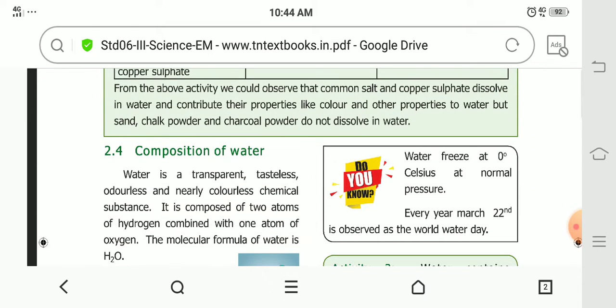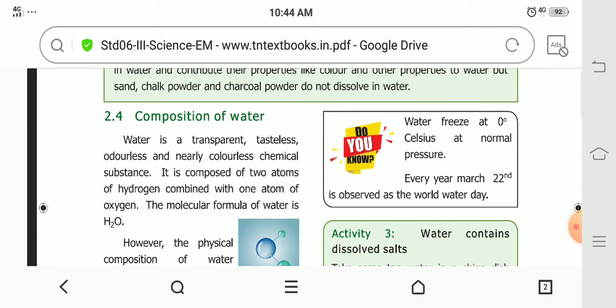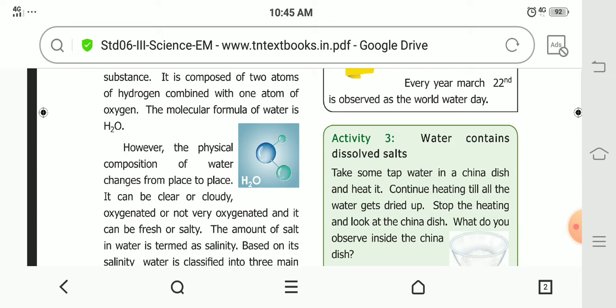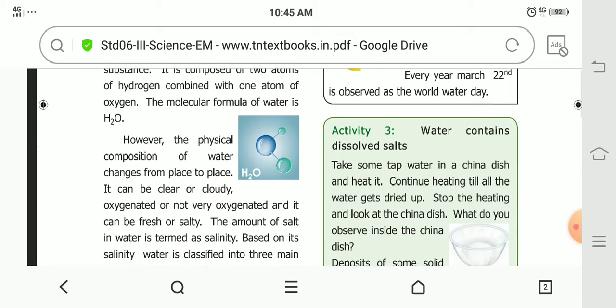Next topic, composition of water. Water is a transparent, tasteless, odorless and nearly colorless chemical substance. It is composed of two atoms. What are the two atoms? Hydrogen combined with one atom of oxygen. The formula of water is H2O.